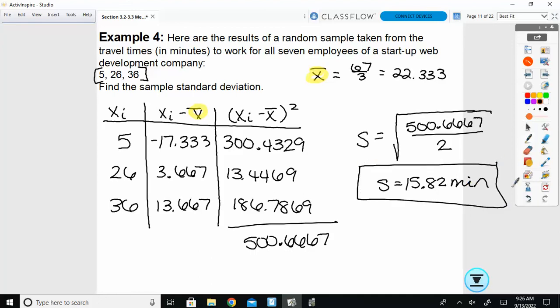minutes. So which is more spread out? The whole population or my sample? The sample is more spread out because it has a higher standard deviation.